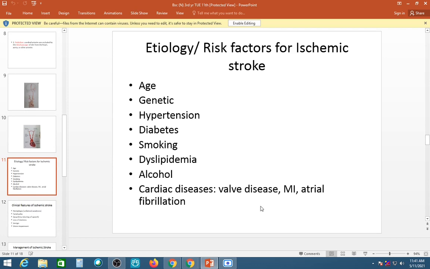The risk factors are very important to remember because we can control stroke by treating these factors, like hypertension, diabetes, smoking, high cholesterol, and alcohol. All these have to be controlled by medicines and also by a good lifestyle. They should have a low salt diet, low lipid diet, no fats, stop smoking, control diabetes, and alcohol should be stopped.